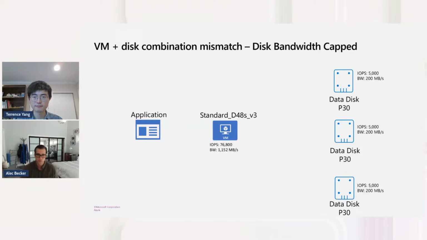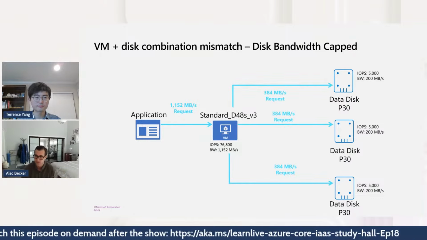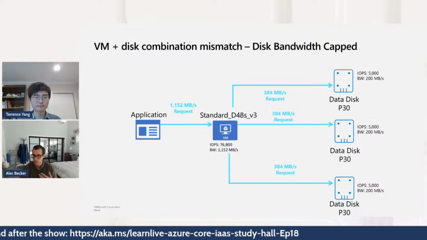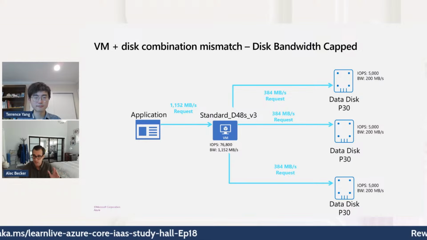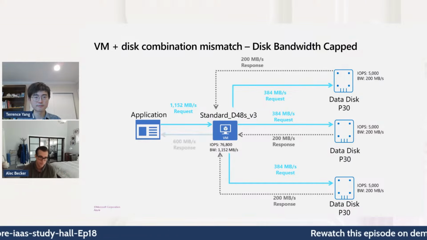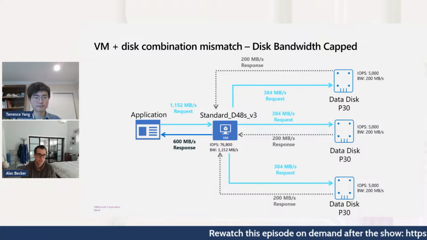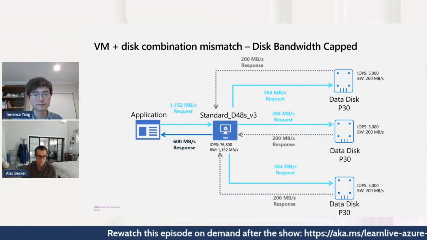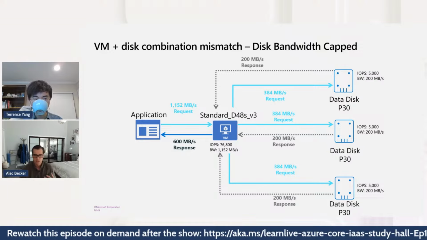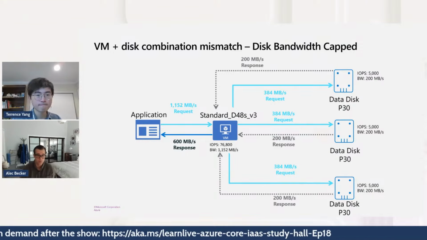But on the flip side, what if your disks are not able to give the performance that your VM needs? In this exact same scenario, where an application makes a request for about 1,200 megabytes per second, the VM sees this and says, I can do this request. It's able to relay those requests effectively to the disk. However, the disk can only do 200 megabytes per second of throughput, and they respond with that 200 megabytes per second, surfacing only that to the application. So this is no good. We want our VMs and our disks to be matched effectively so they can serve your storage properly.